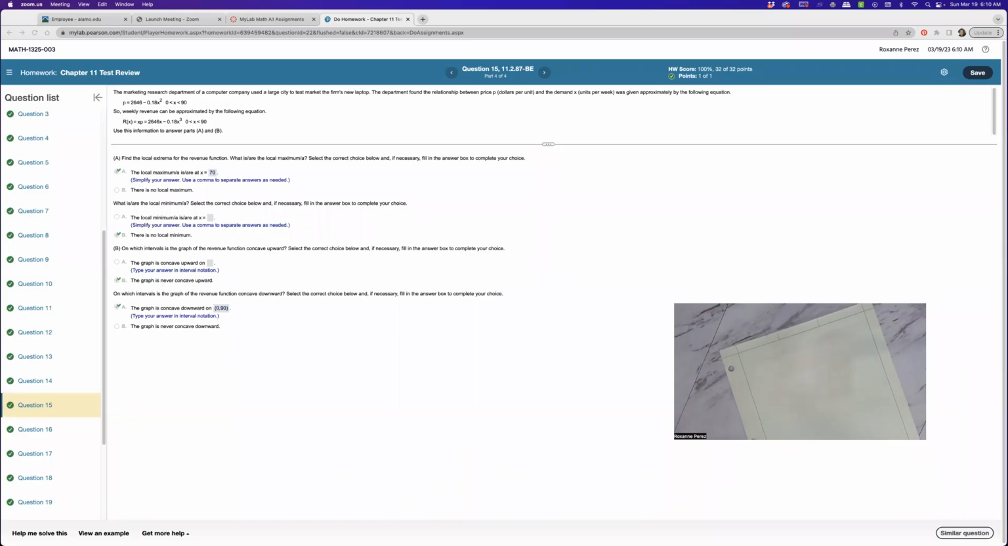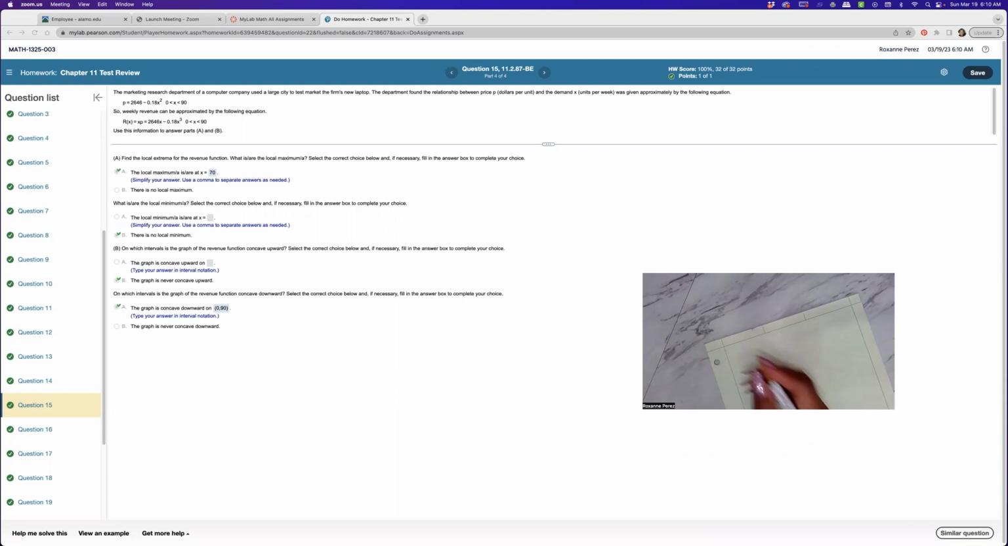Okay, good morning, everyone. Let's get into our next problem, question 15. We are given the revenue function R of x equals 2646x minus 0.18x cubed for the domain 0 to 90.